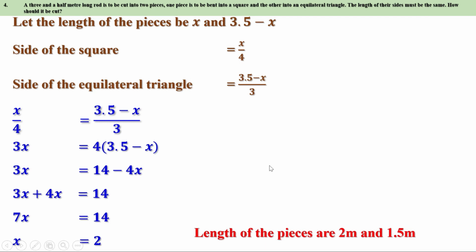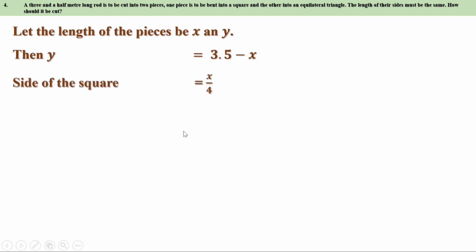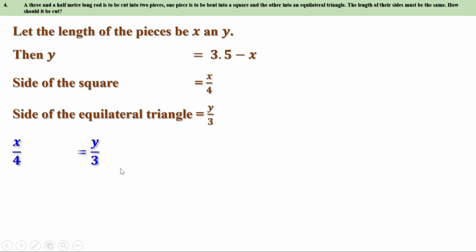We can do this using two equations with two letters. Let the length of the pieces be x and y. Total length is 3.5 meters. Therefore, we can say y equal to 3.5 minus x. Using the first piece, a square is made. Therefore, the side of the square is x by 4. Using the second piece, an equilateral triangle is made. Therefore, the side of the equilateral triangle is y by 3. Side of the square and side of the equilateral triangle are equal. Therefore, x by 4 equal to y by 3. Cross multiplying, we get 3x equal to 4y.